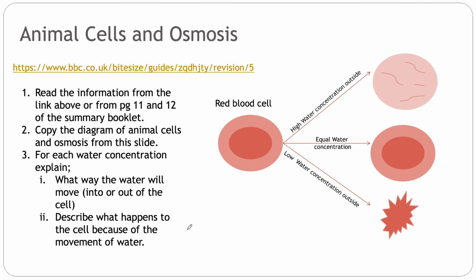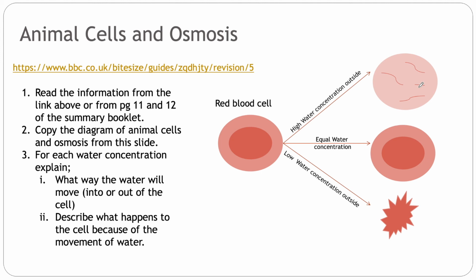If the solution surrounding the animal cell has a water concentration greater than the cell, the water passes into the cell from the surroundings, and this causes the cell to swell up. As there's no cell wall, the cell membrane continues to stretch and eventually the cell bursts. On the other hand, if the solution surrounding the cell has a water concentration lower than that in the cell, water passes out of the cell to its surroundings and causes the cell to shrink and shrivel up.